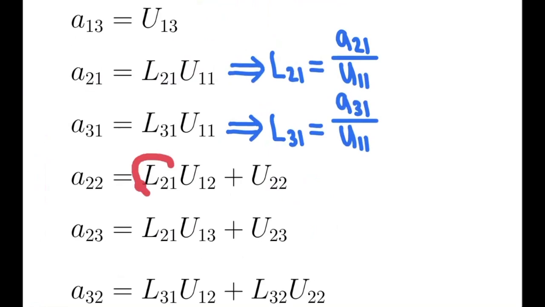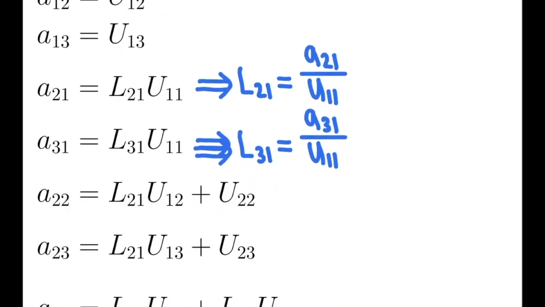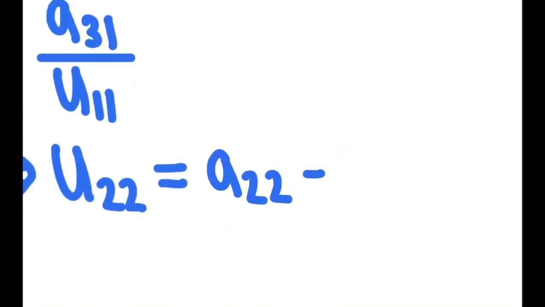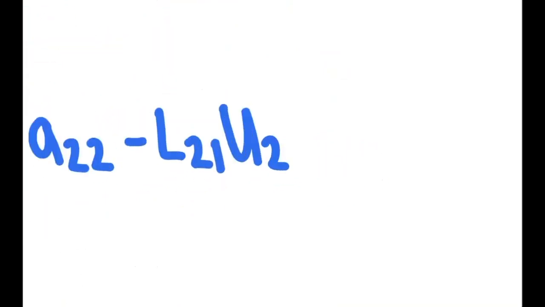Okay, we know L21 now over here. We know U12, that's over here. So we just don't know U22. So how am I going to solve for that? You just subtract. Exactly. So we're just going to subtract this term here. So we get U22 equals A22 minus L21 times U22.